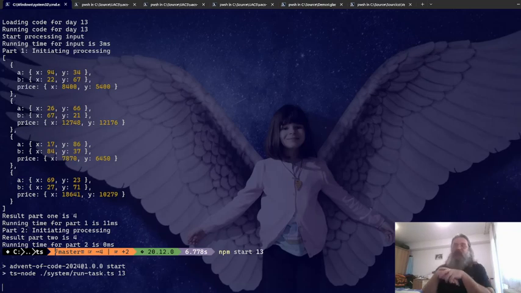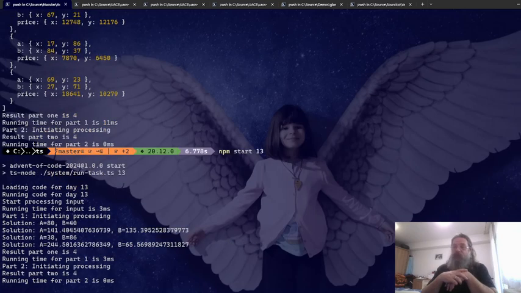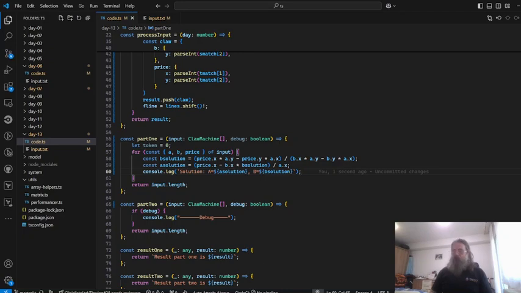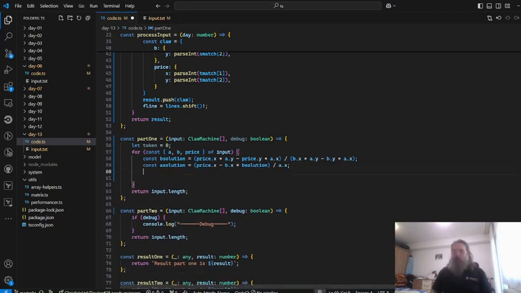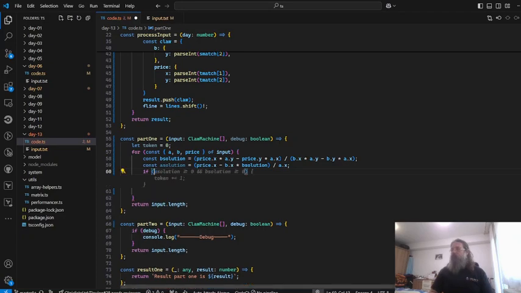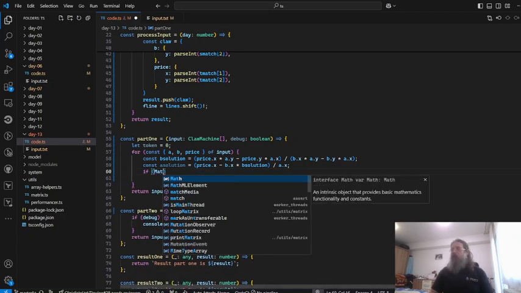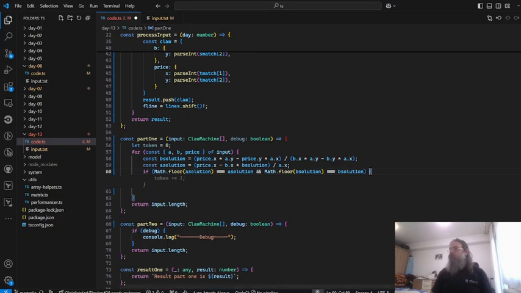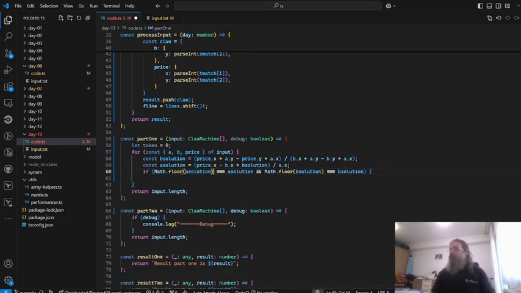So basically we didn't do a lot of programming except for the regexes. Most of this was actually math. So we're getting what we're supposed to get. I will add a check. For example, if math.floor of A solution and math.floor of B solution is equal to that.